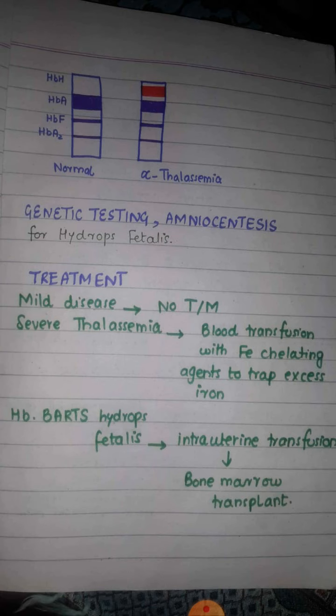Now, how can we treat the person suffering from alpha thalassemia? In case of mild disease, no treatment is required. But in case of severe thalassemia, blood transfusion is required. Blood transfusion is given with iron chelating agents to trap excess iron, because this excess iron may lead to hemosiderosis and hemochromatosis. In case of hydrops fetalis, intrauterine transfusions and bone marrow transplant are required, because otherwise these individuals cannot survive.